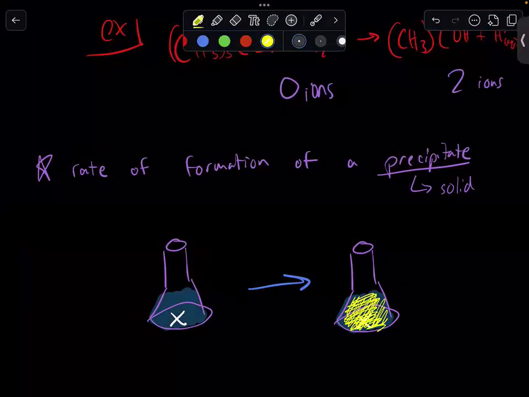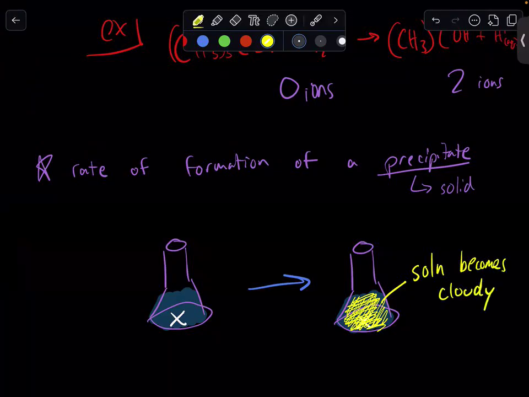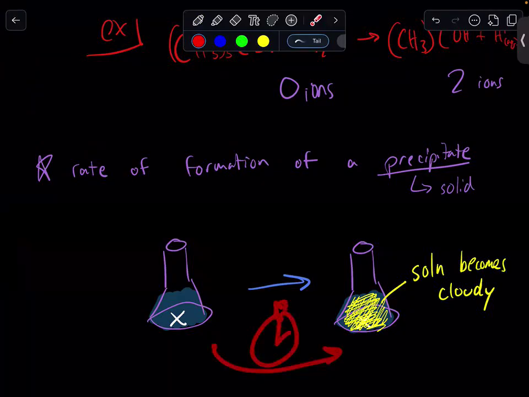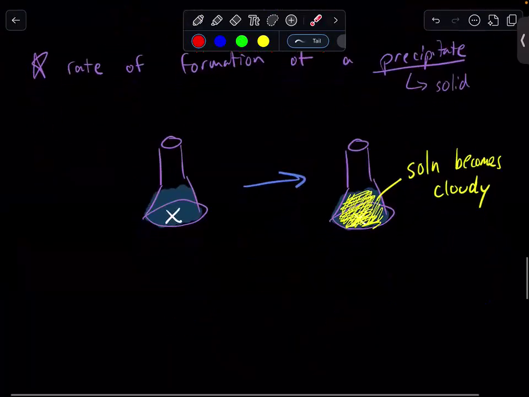And the cloudier it gets, the more opaque the solution becomes, and you can no longer see that X that was once there. What you can do is just use a stopwatch. Here's me trying to draw a stopwatch, and you can time how long it takes to go from being able to see the X to not being able to see the X anymore if you want to get some quantitative data as opposed to this qualitative data right here.